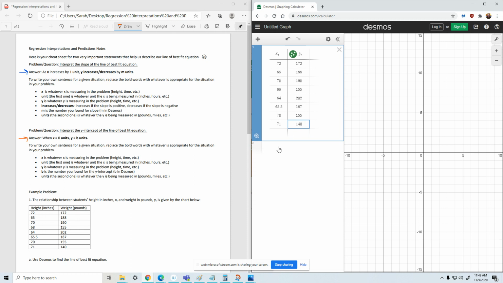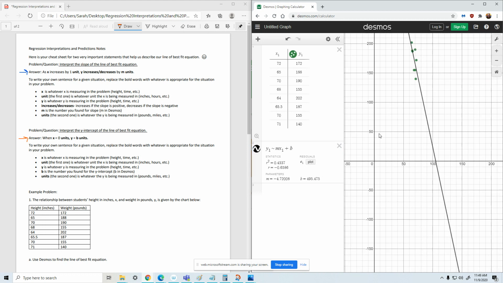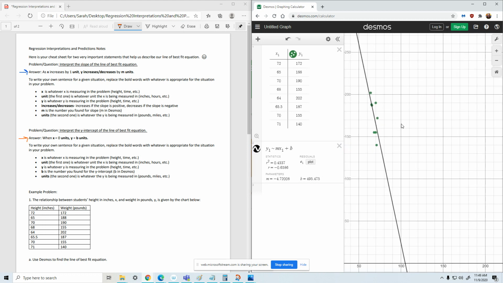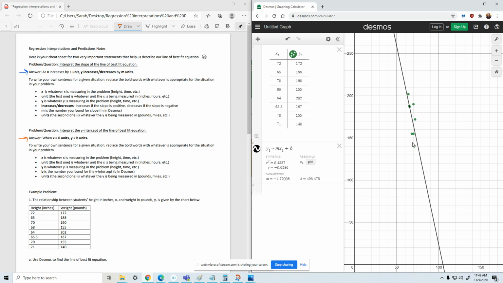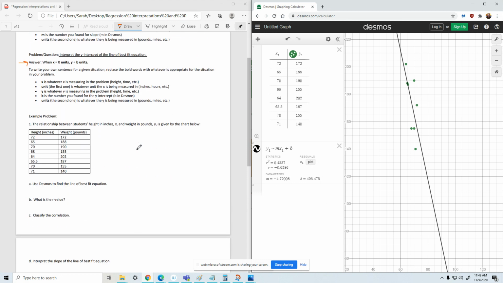All right, once we have our table, we know the next thing we need to do in order to find R, M, and B is to type in that regression, y1 tilde mx1 plus b. If you would like, you can adjust your window really quickly so you can see all of your points and the line of best fit on the graph. I like to do that just so I get a better feel for things. Desmos gives us R, M, and B like we're used to.